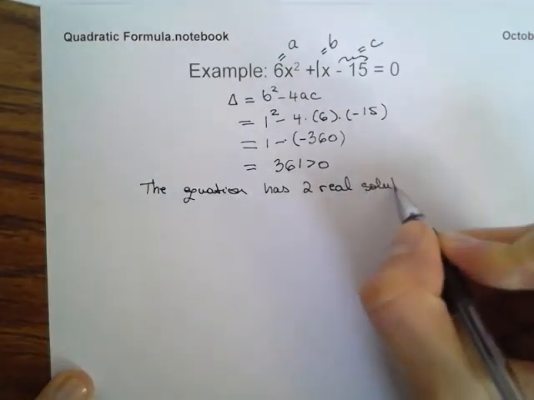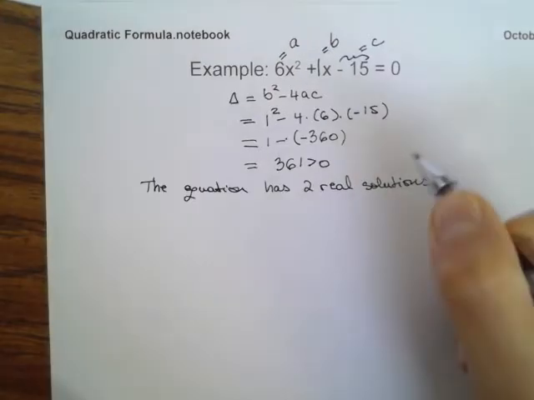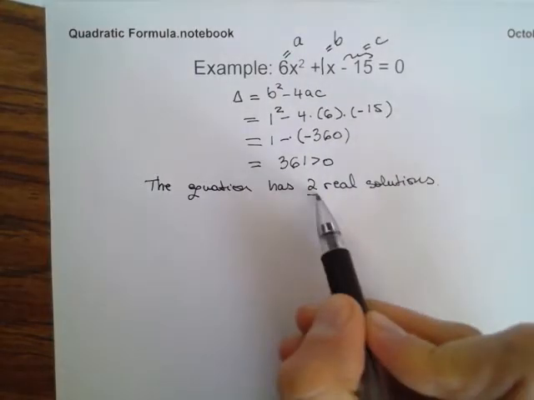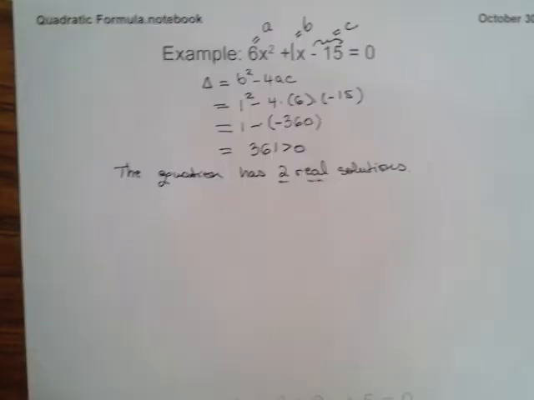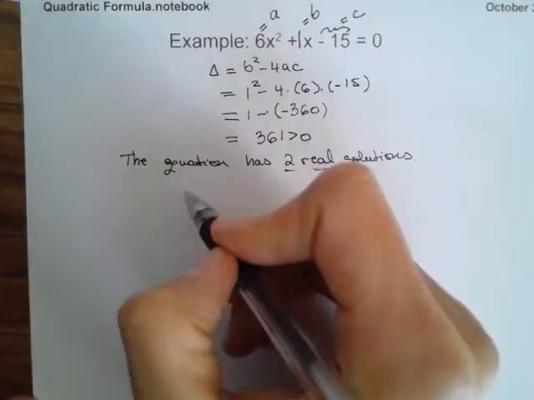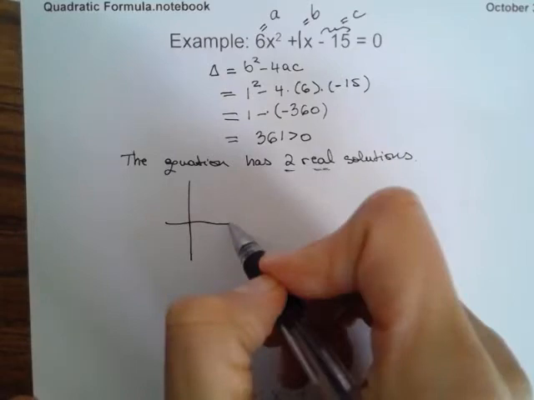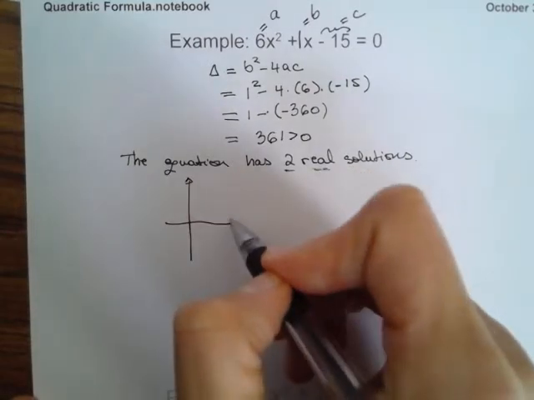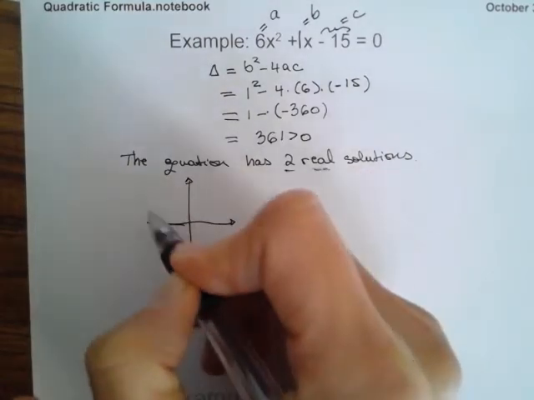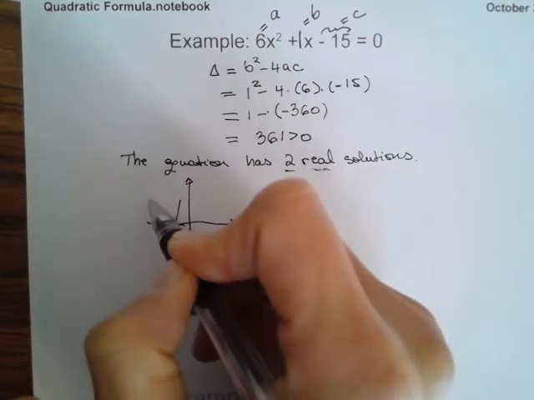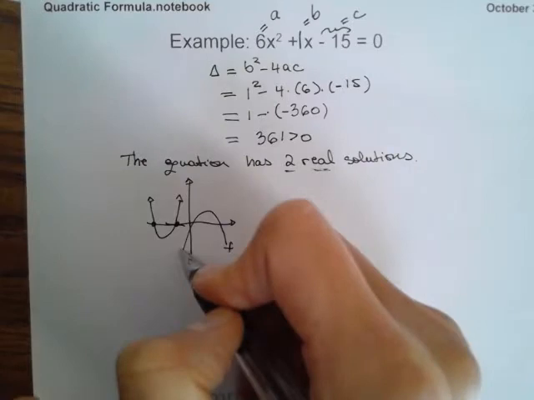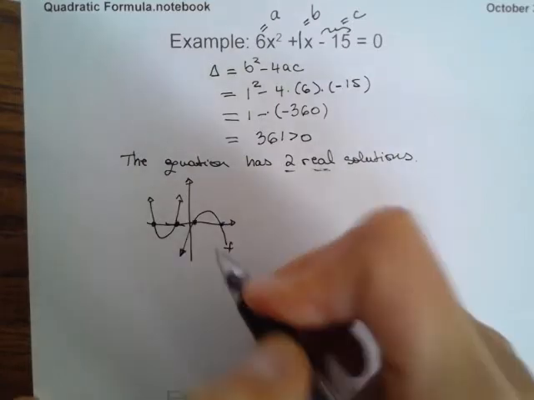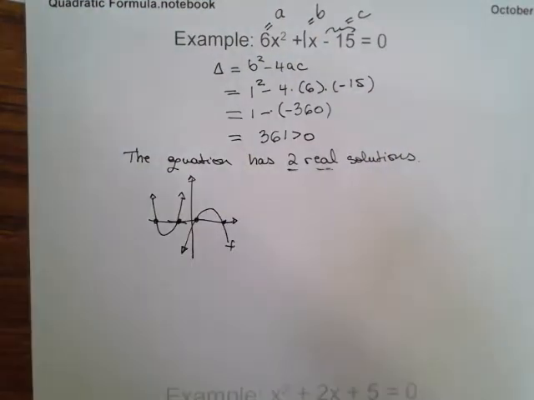All I need is how many and the type of the solutions. Now graphically, what does this mean? Since we have two real solutions, it means that graphically the parabola is going to cross the x-axis in 2 points. It's going to have two x-intercepts. So these are two possibilities for our quadratic function to look like.